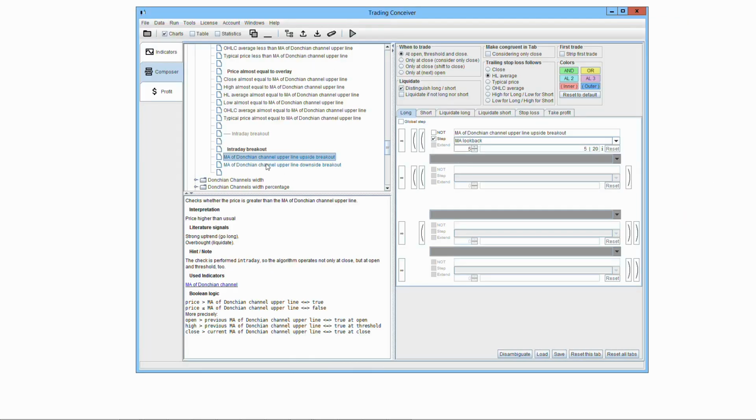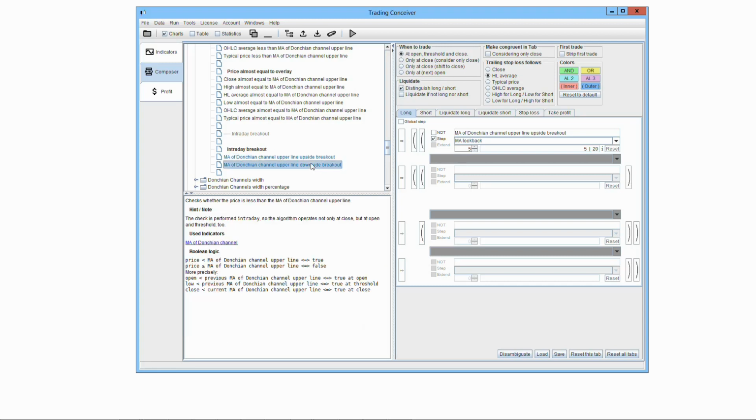The overlay upside breakout algorithm checks intradaily whether the price is greater than the moving average of the base indicator, which is always an overlay. So the algorithm is true if and only if, at open, open greater than moving average of base indicator of previous bar. At threshold, high greater than moving average of base indicator of previous bar. At close, close greater than moving average of base indicator of current bar.